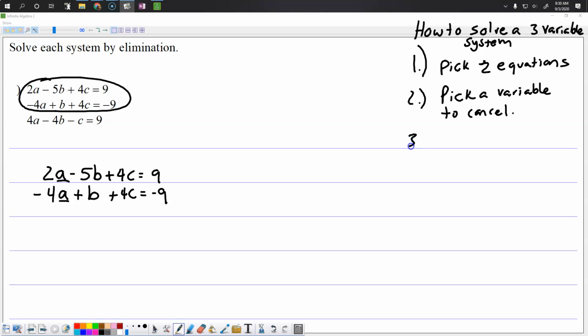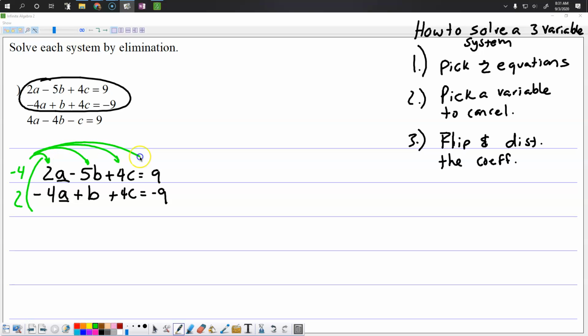From here, the steps are a lot like what we did with the elimination method. Actually, it is the elimination method. So what we're going to do is flip and distribute the coefficients. What do I mean by that? Once again, I'm going to take the coefficients off of the A and reverse them. On the bottom, we had a negative 4A, so I'm going to put that on the top. On the top, the A has a 2, so I'm going to put that on the bottom. And I'm going to distribute those numbers all the way across to every term.